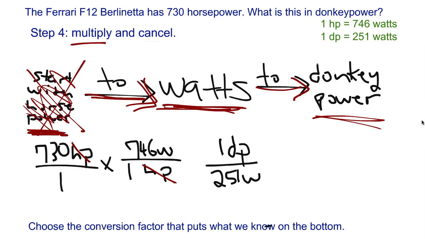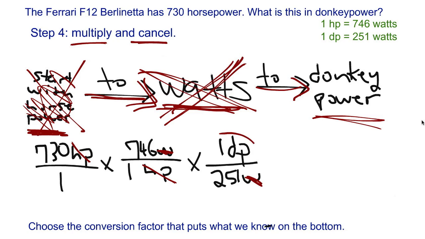Next, once again, we multiply. We need to multiply the conversion factors together. And we have a watts on top, we have a watts on the bottom, so you can probably guess what's going to happen to them. They are going to cancel. And watts is now canceled. So we finished with watts, and all we are left with is donkey power, which is what we want.